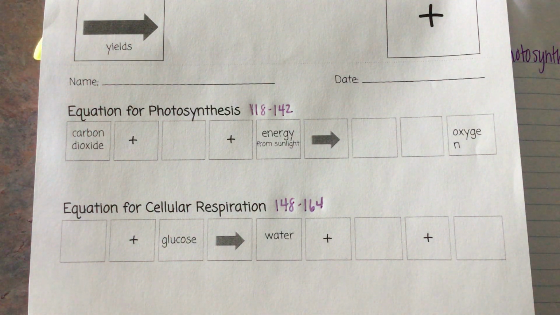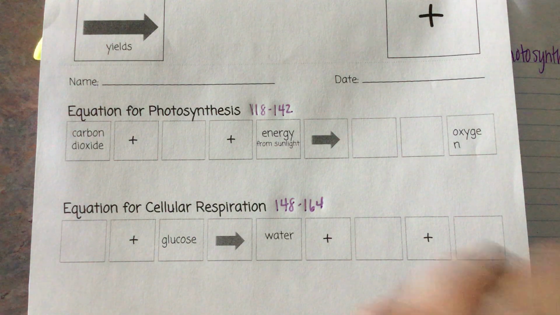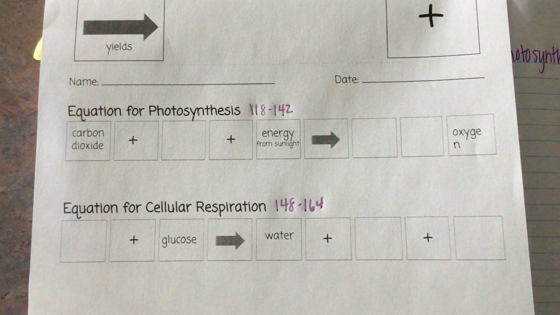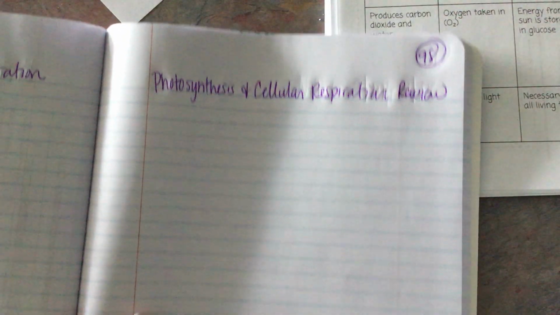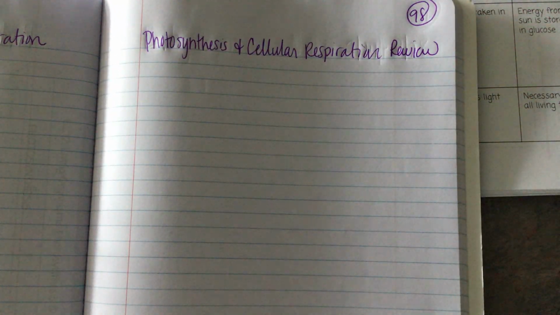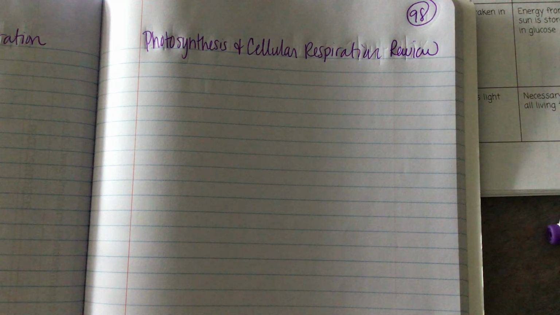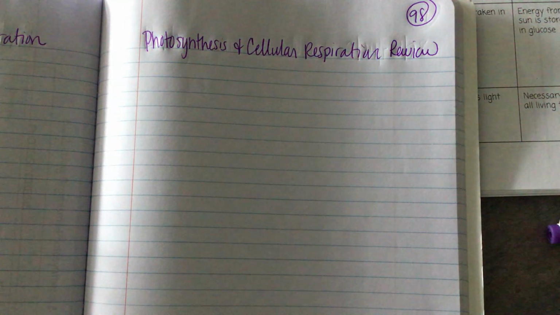When you are finished with this sheet, you are turning this sheet into me. So you're going to give it to me, and then I'm going to give you this sheet, which is photosynthesis and cellular respiration review. We do have a quiz on Thursday on cellular respiration and photosynthesis. And again, all of this information that is on the front and the back of this can be found within your slides. You will be able to work with a partner on this though.